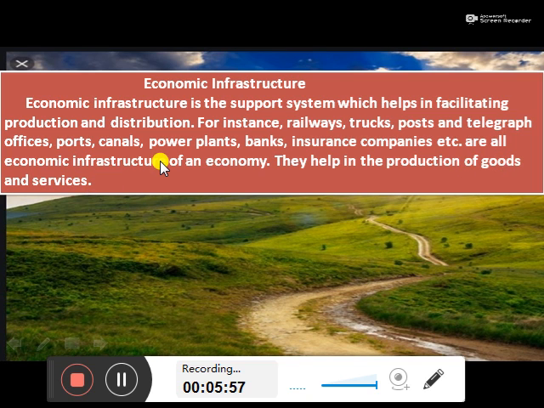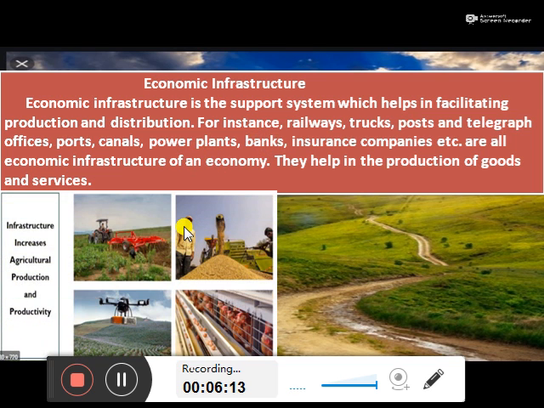Okay, students, look carefully. See what things come under economic infrastructure, and how far they help economic development, we are concerned with that. Production of goods is also very important.